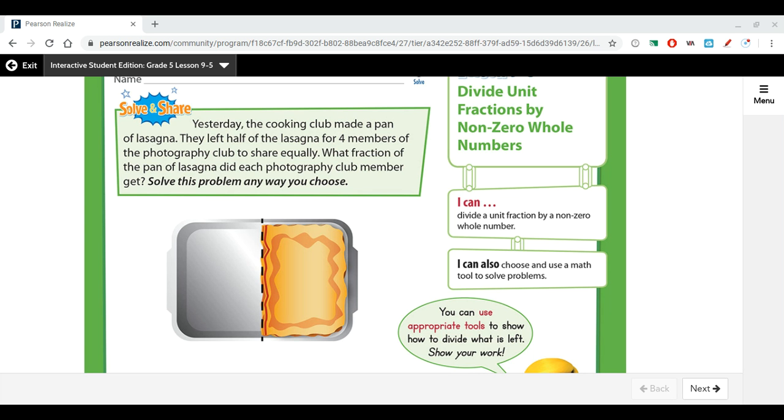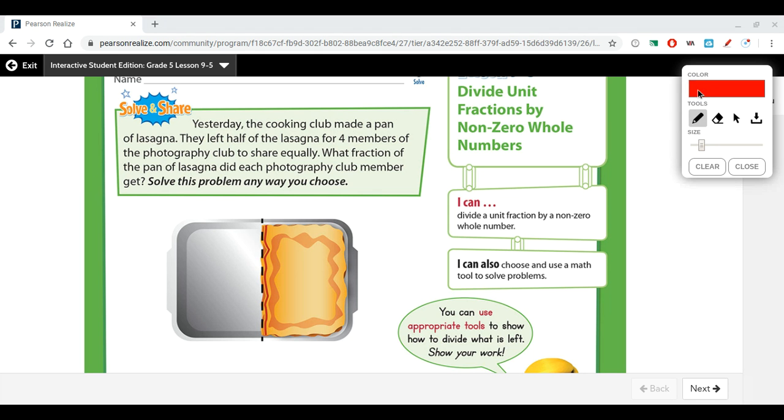So we look at our solve and share. It says, yesterday the cooking club made a pan of lasagna. They left half of the lasagna for 4 members of the photography club to share equally. What fraction of the pan of lasagna did each photography club member get? Solve this problem any way you choose.